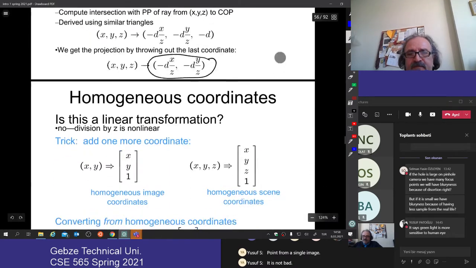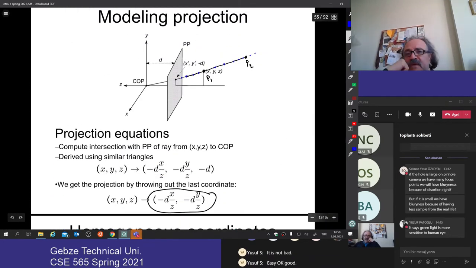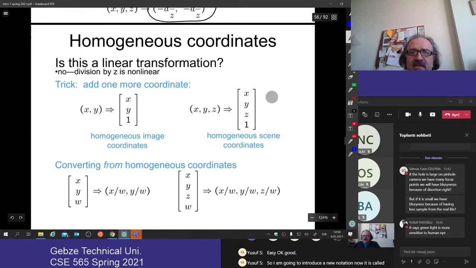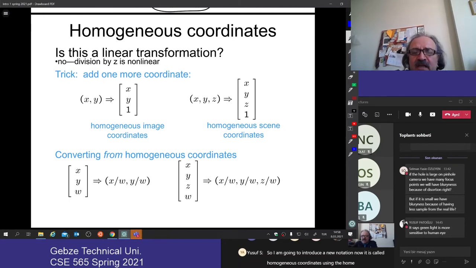Good. So I am going to introduce a new notation now. It is called homogeneous coordinates. Using homogeneous coordinates, our calculation of the projection will be much easier. Homogeneous coordinates are very useful tools, and they are very simple, actually.